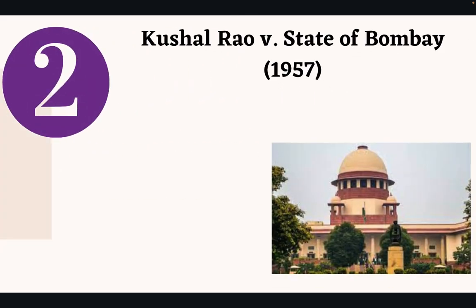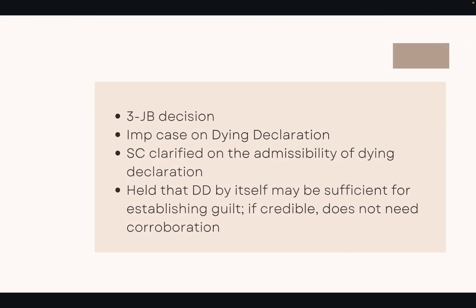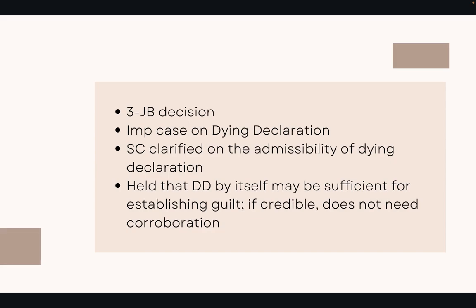Now coming to the second case, we have the judgment of Kushal Rao versus State of Bombay, which is a 1957 case. In this three-judge bench decision, the Supreme Court was talking about the admissibility of dying declaration under the Indian Evidence Act. In this case, the court has held that a dying declaration by itself may be sufficient for establishing the guilt of the accused person, and if it is found to be credible, it does not need any corroboration. This case is very important because dying declaration in itself is a very important topic under evidence law and very likely to be asked in your examination.